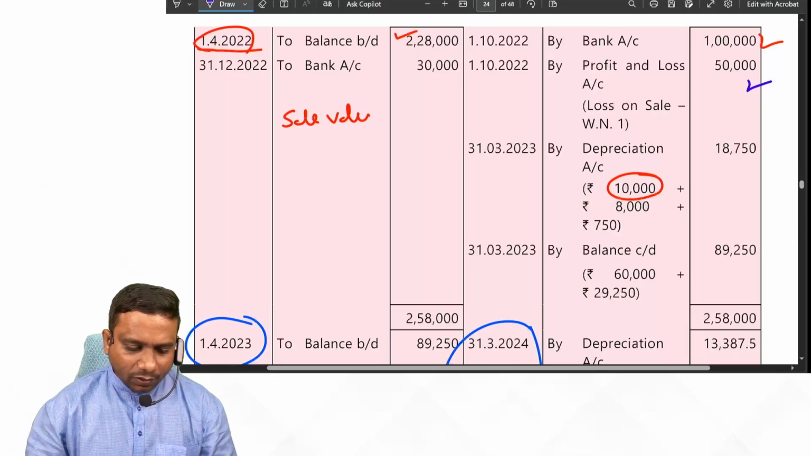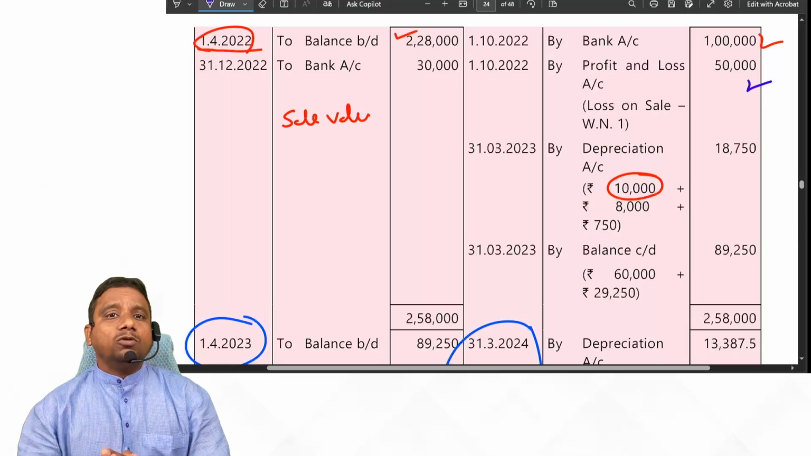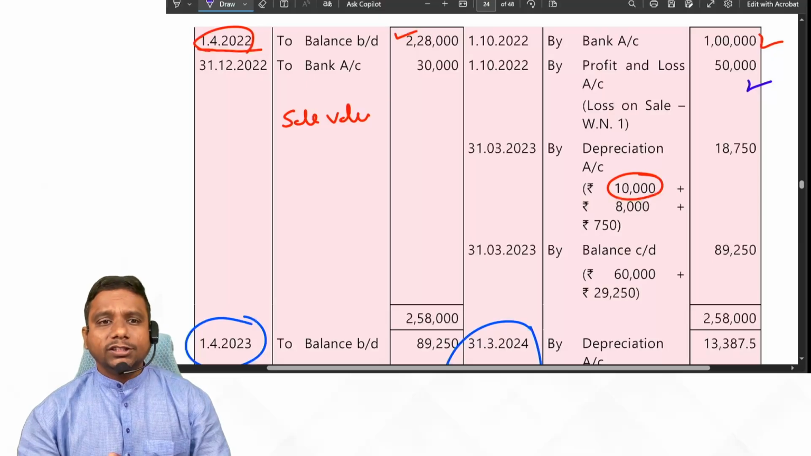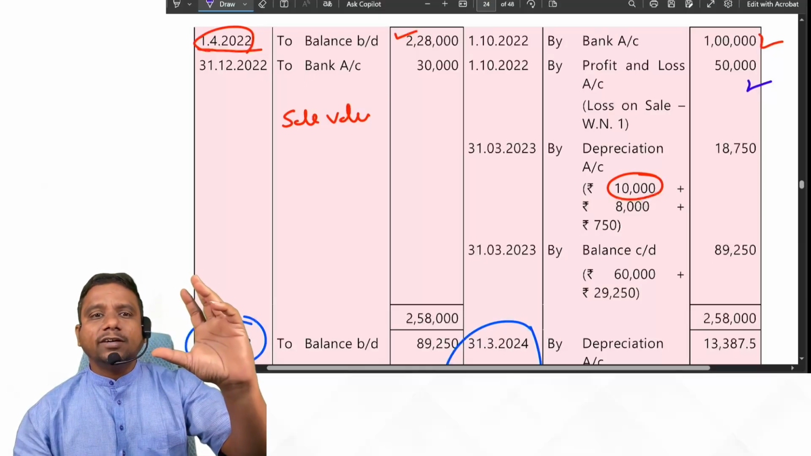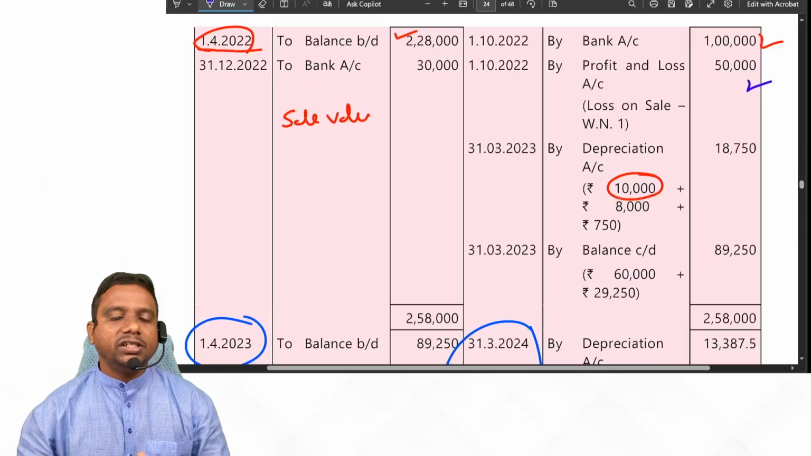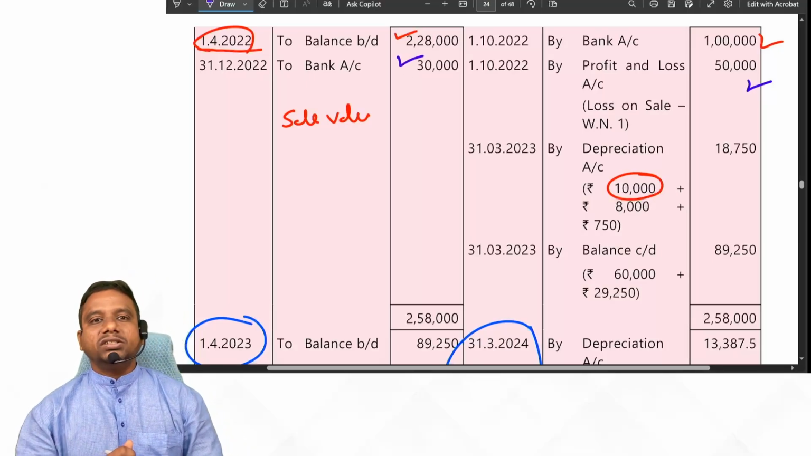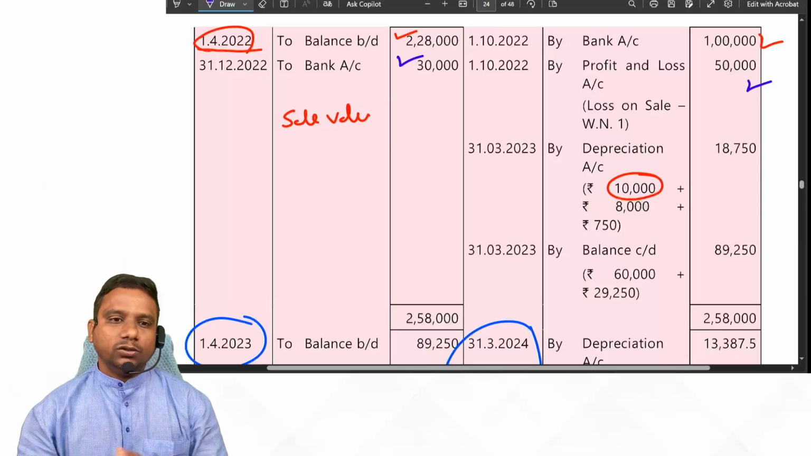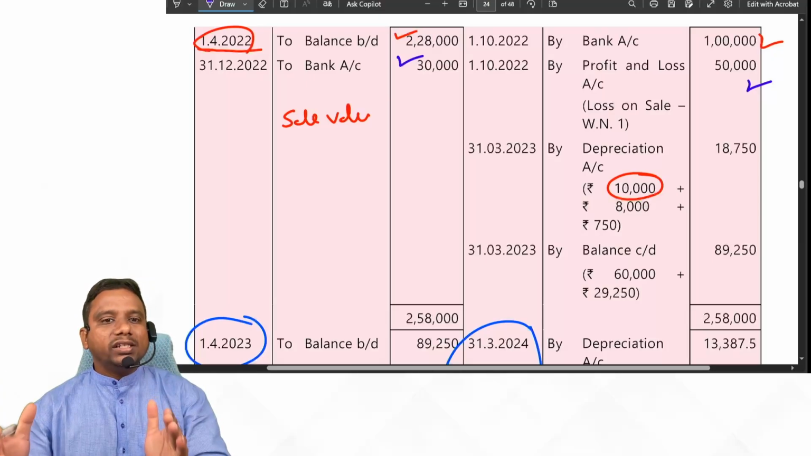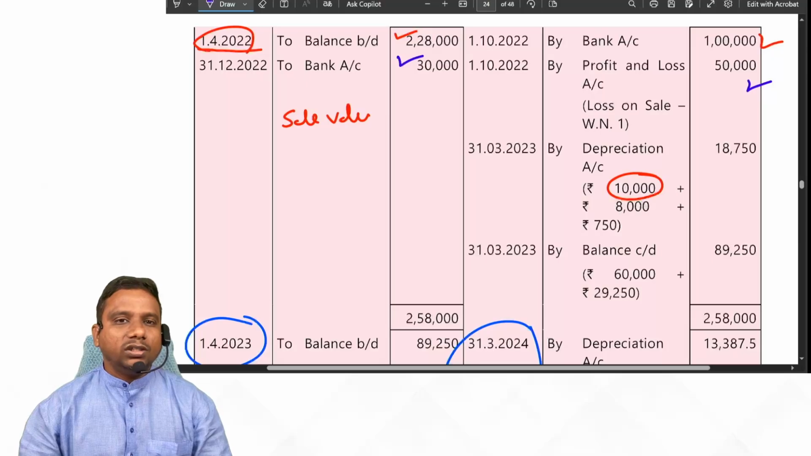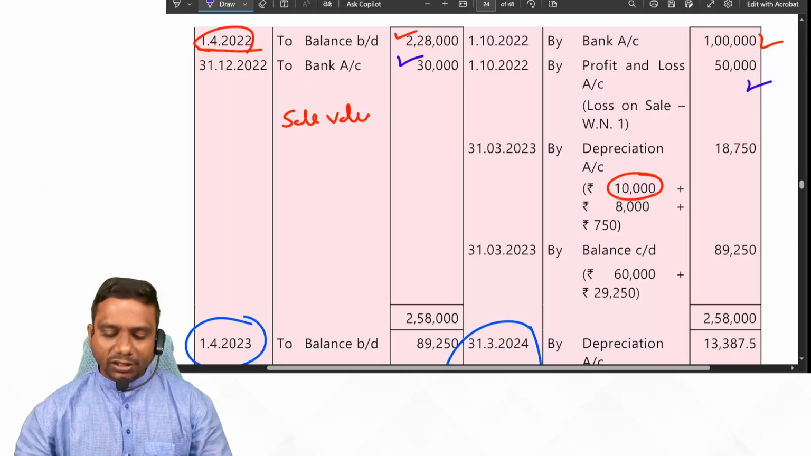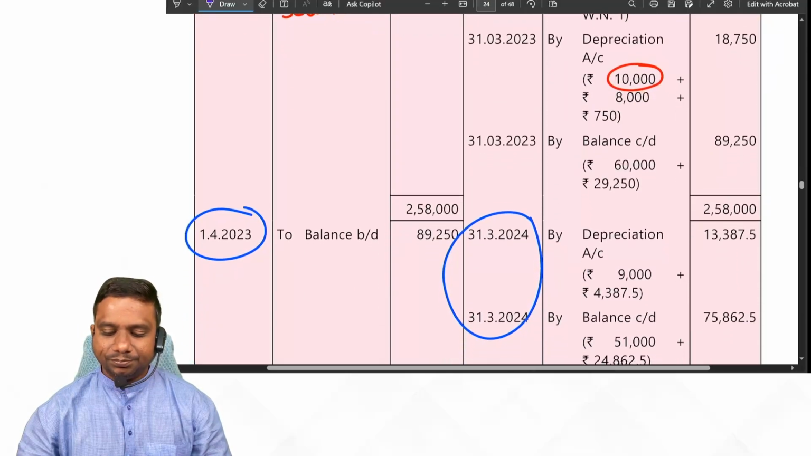Next one. On 31st December, we have purchased one asset. For that, what is the entry we record? Machinery account debit to bank account, 30,000 rupees. Now the 22-23 financial year is completed. Now we calculate depreciation.